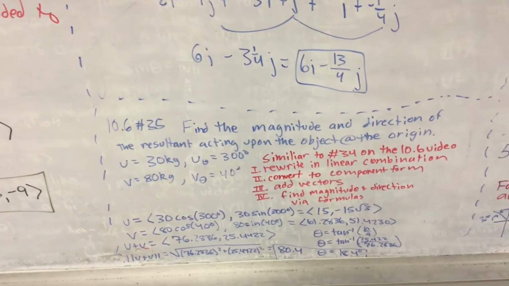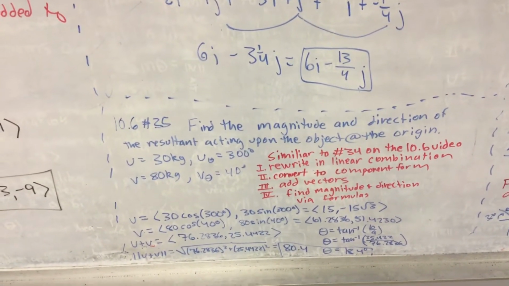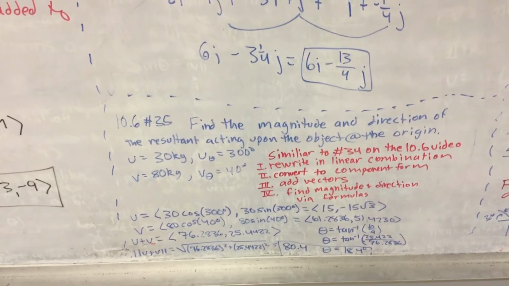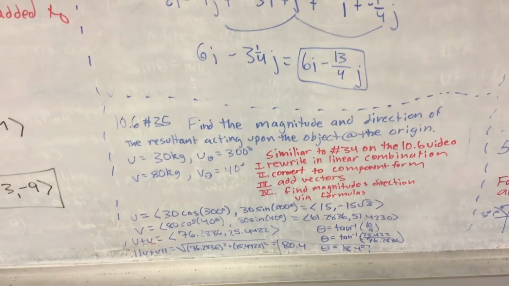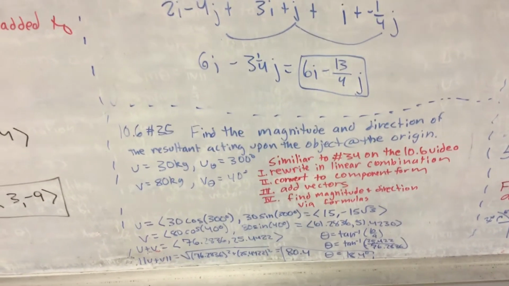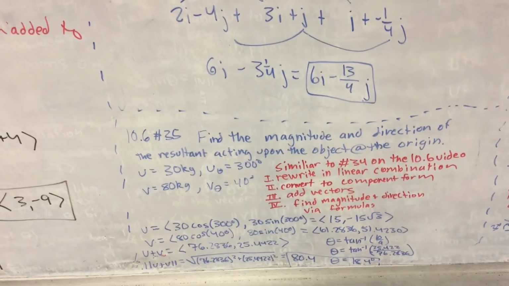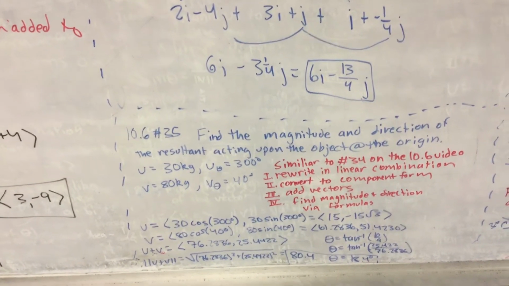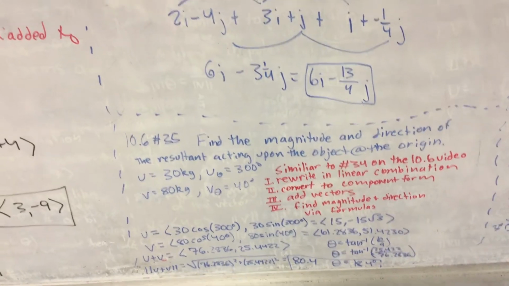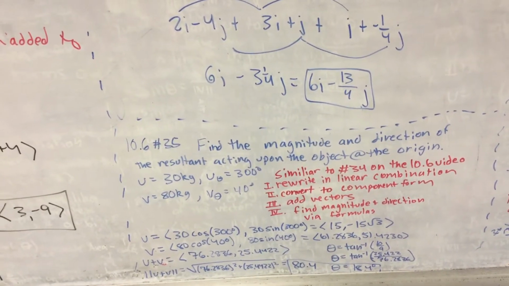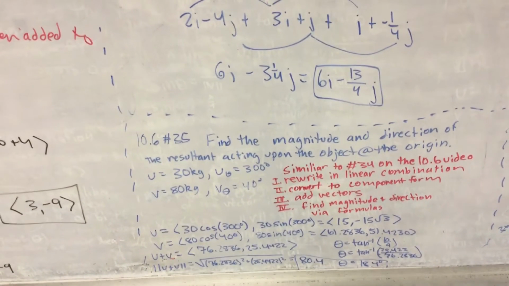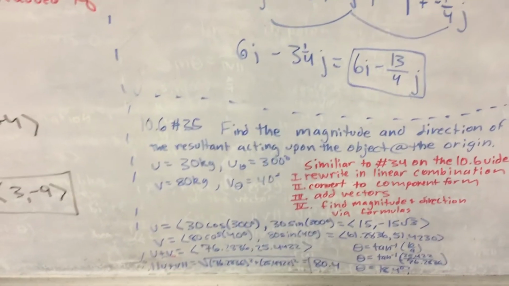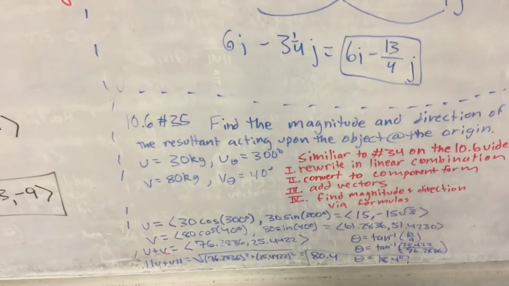Whenever you find those two, you just put them in your calculator. 30 times the cosine of 300, 30 times the sine of 300. That'll give you your a and your b component terms. Because remember, a is equal to the modulus times the cosine of theta. B is equal to the modulus times the sine of theta.